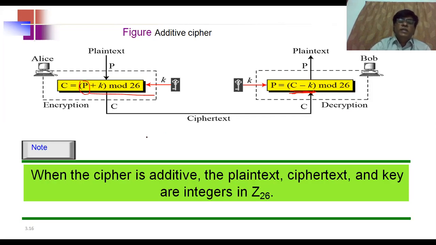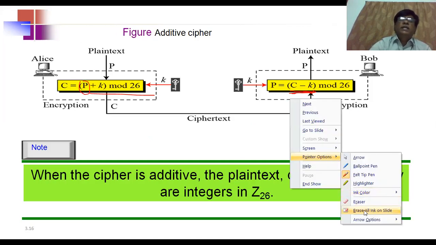So when the cipher is additive, the plain text, ciphertext, and key are all integers in Z26. You should remember that. Now see this example.